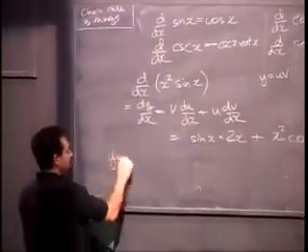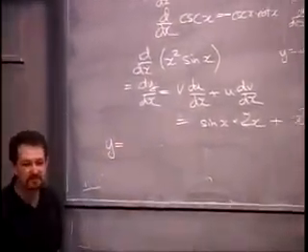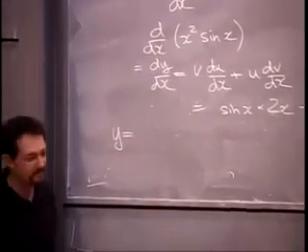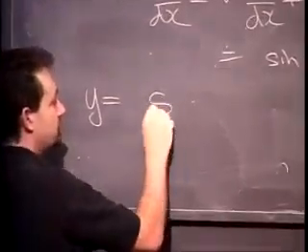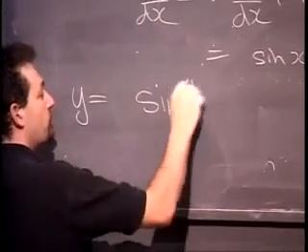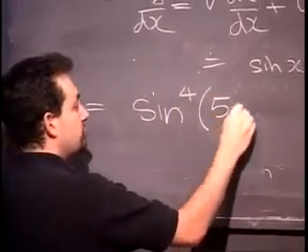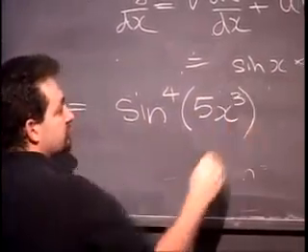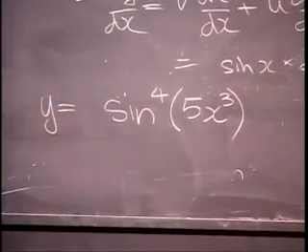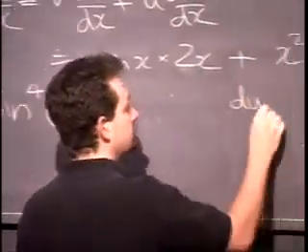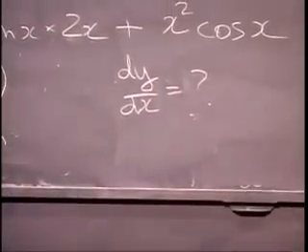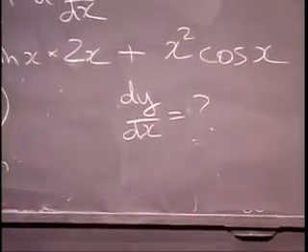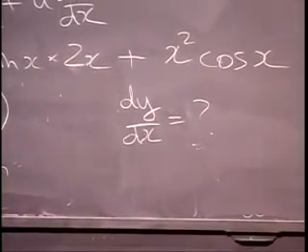How about this? Let y, and now here's the example that I promised. It's a 3-way chain rule. Okay, let y be equal to sine to the 4th of 5x cubed. What is dy dx? Well, this is a cruel question because I didn't really give you the 3-way chain rule. So now we get to see it.